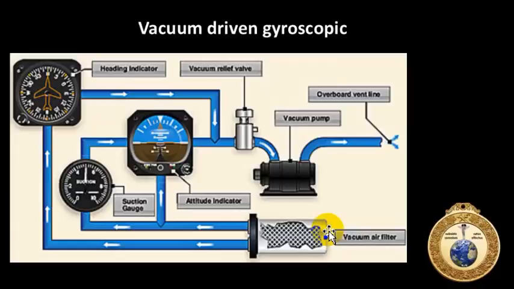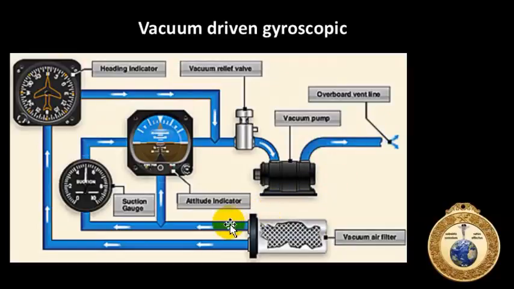So air comes through the vacuum air filter. Air is pulled in here, the heading indicator, and air is actually sucked through the case. As the air is sucked through the case, the gyro is stabilized using its rigidity in space principle, and then it comes through a vacuum relief valve just in case pressure builds up somewhere, so the system doesn't hurt itself and the pump doesn't hurt itself, and then it's dumped out over an overboard vent line.